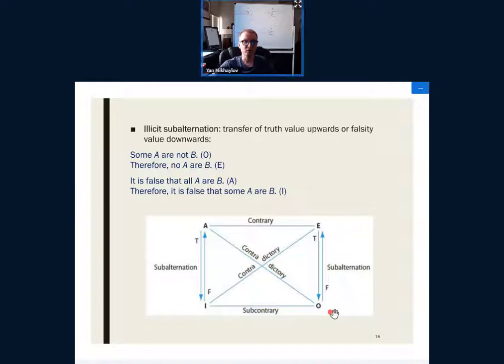Illicit subalteration, again, you are supposed to follow the rule. If the rule tells you what's happening and they follow the rule, then it is valid. Let's see. Some A are not B, so you're starting from O, therefore no A are B. So they are going here. Remember, only falsity goes up, but some A are not B is by definition true, by default. So we don't know what will happen on top. And they are telling us that it is true on top. But how do they know that? They don't know that. So again, it is invalid and it is illicit subalteration.